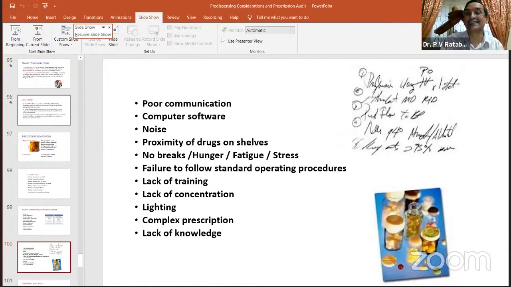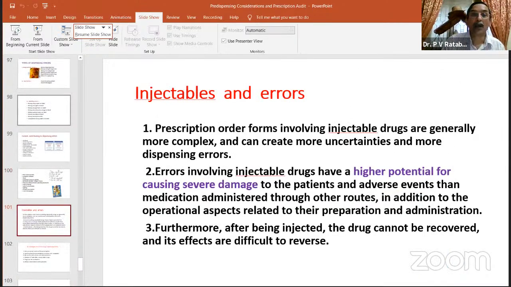Look at the prescription on the right-hand side. Very difficult to understand handwriting. So such complex prescriptions lead to errors. Injectables are the most dangerous, with higher potential for causing severe damage. When you're dispensing an injectable, I've shown you so many similar-looking injectables, especially eye drops plus injectables, with very, very similar-looking packaging. So be careful when you dispense an injectable.